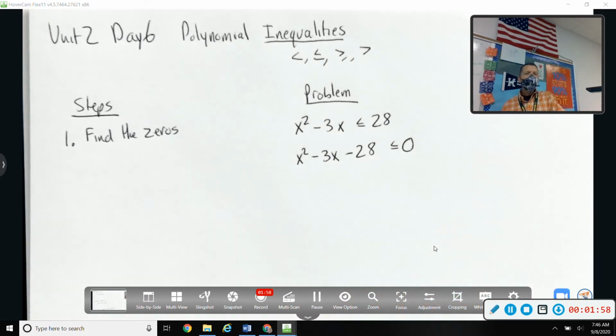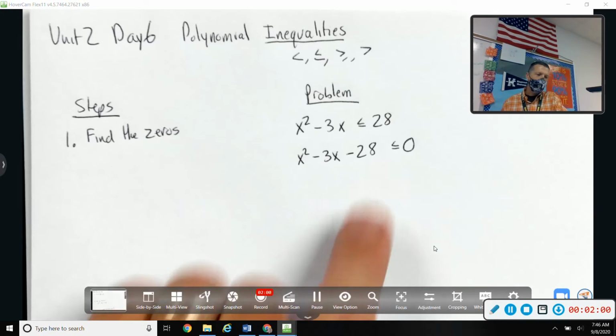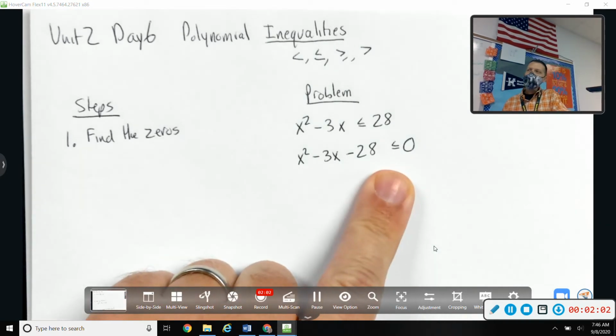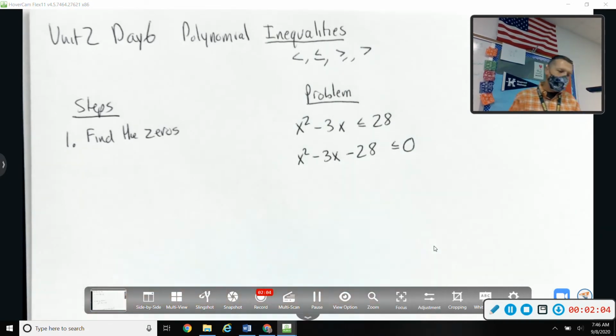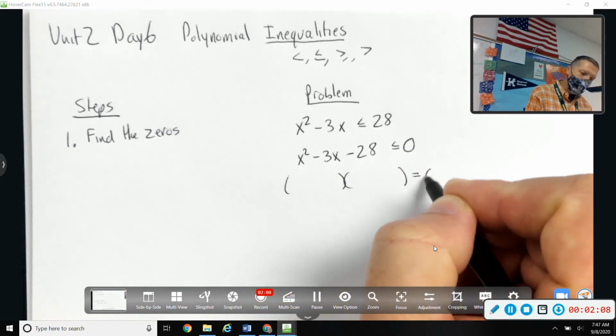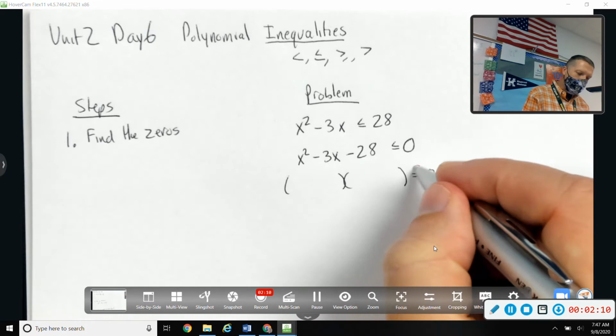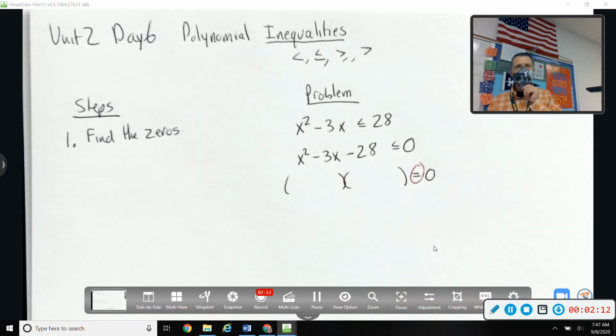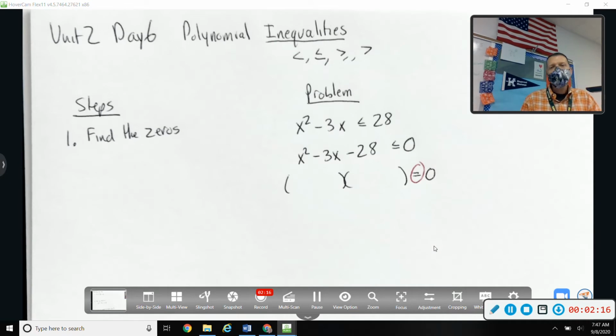And then for finding the zeros, I don't really care about the less than or greater than. We'll worry about that later. Let's just set it equal to 0 and figure out what the zeros are. So we'll change it to equals. Know that that's not exactly the problem, but this is how we're going to get toward the answer.